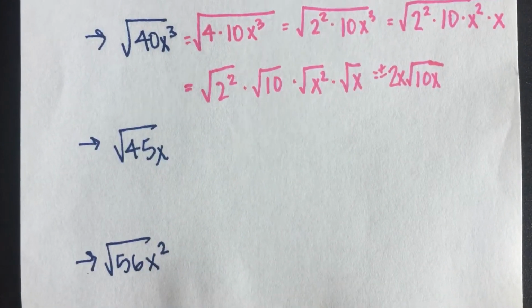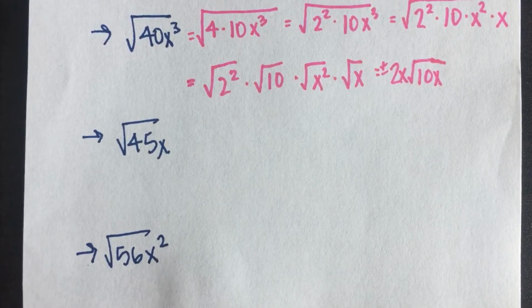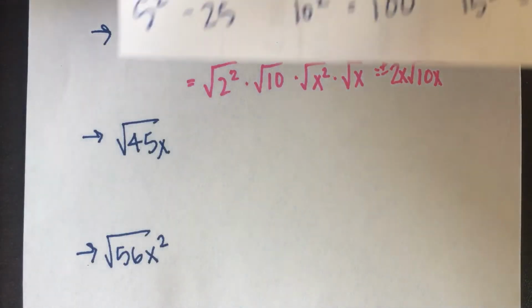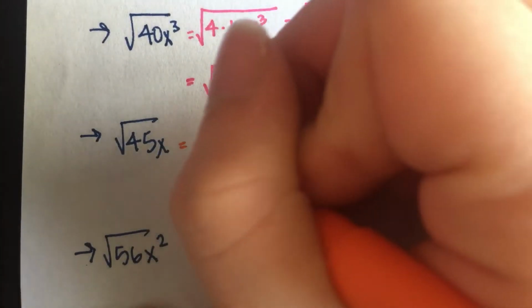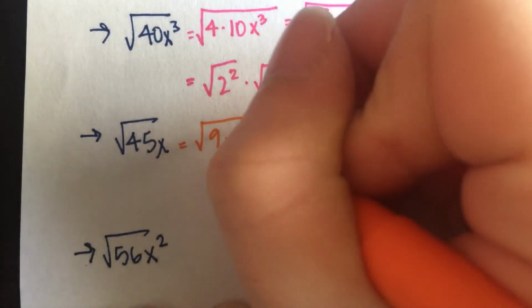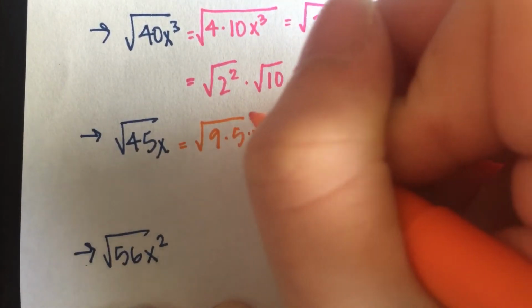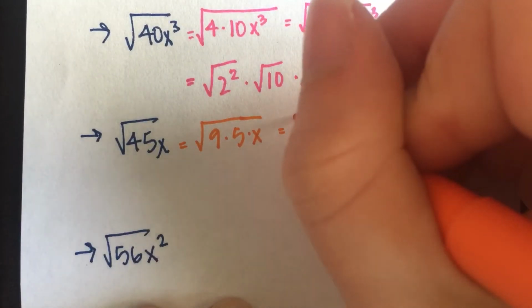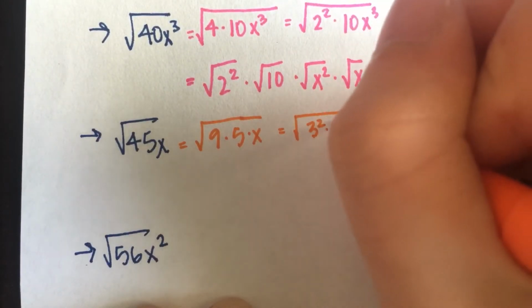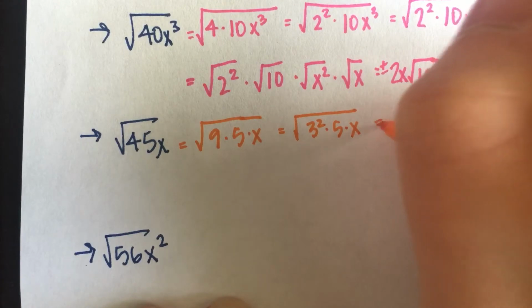Let's do the same thing right here with 45x. We can see that 45 is the same thing as 9 times 5. And 9 is a perfect square. It's the same thing as 3 squared. So we are going to substitute that multiplication in as 9 times 5 times x. And 9 we said was the same thing as the square root of 3 squared times 5 times x.